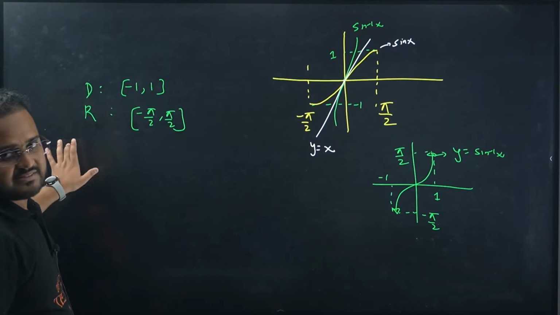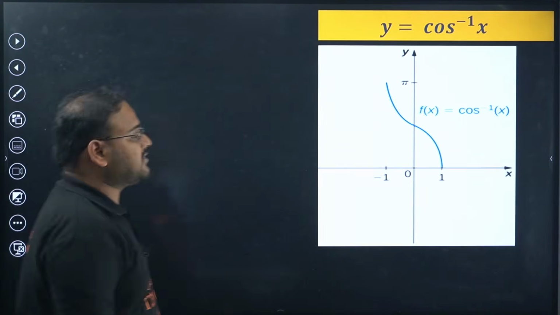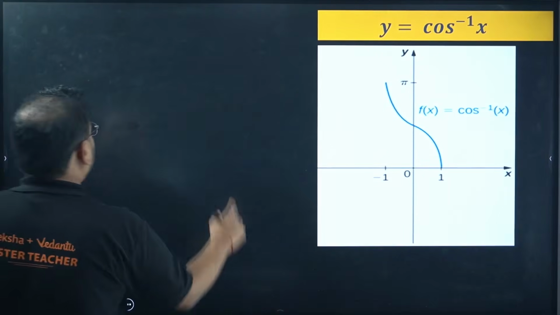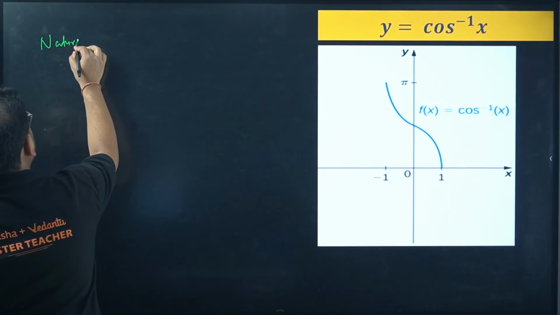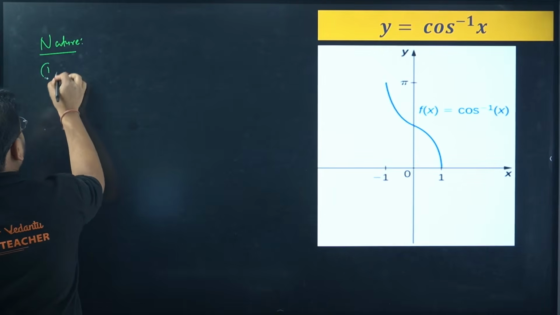Next curve will be cos x, cos inverse of x. Can you see the nature first? In the graph only I'll draw, of course. Nature will be first one, decreasing.